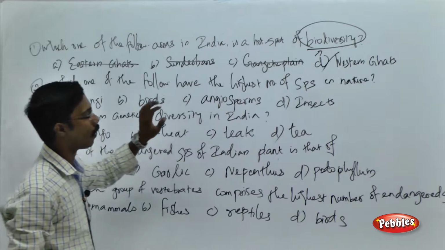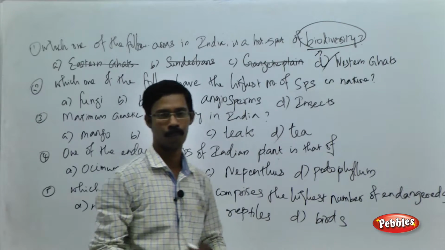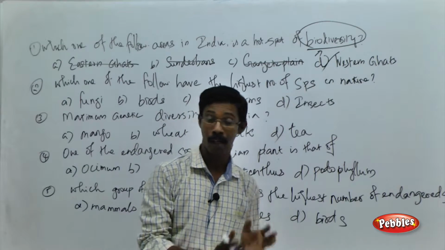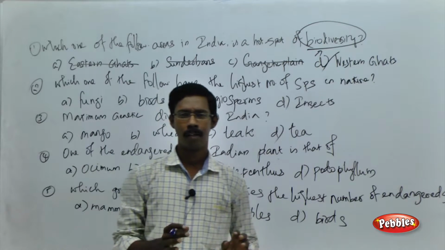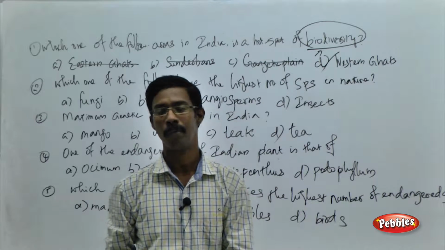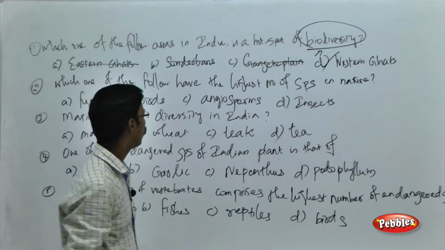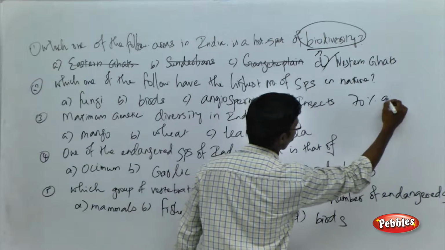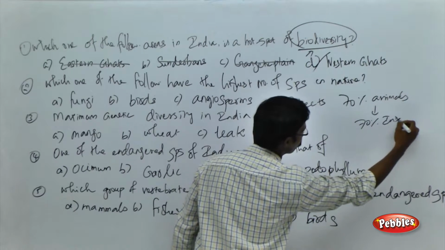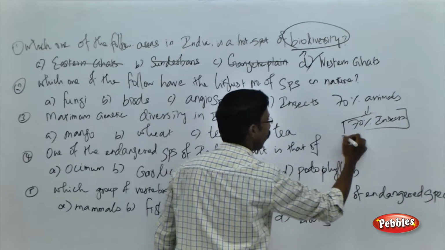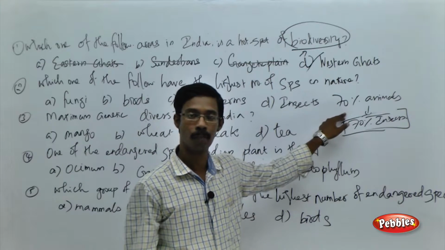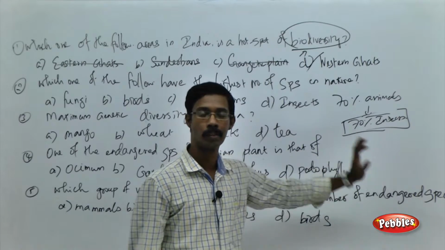Which one of the following has the highest number of species in nature? As I told you in the previous section, the number of species recorded till today: 70% of the entire biological diversity belongs to animals and around 22% belongs to plants. Among the 70% animals, 70% of them are insects. This is the point you have to remember. In the 100% of the entire biological diversity, animals are dominating, 70% of them. Among the animals, 70% are insects.